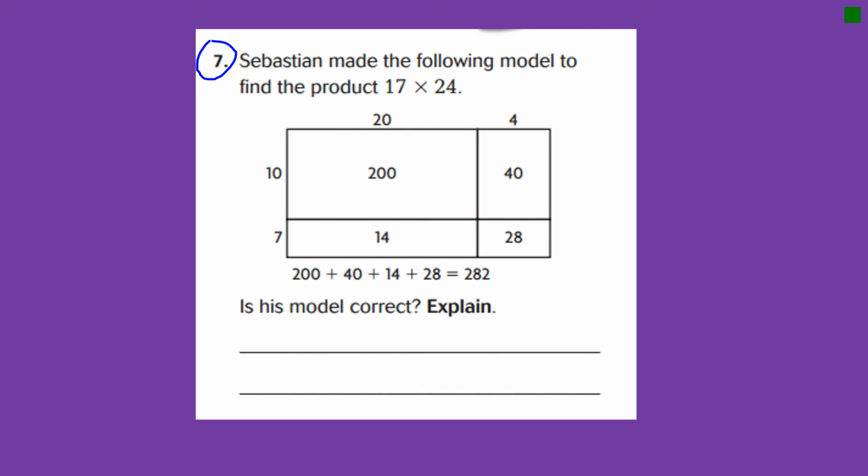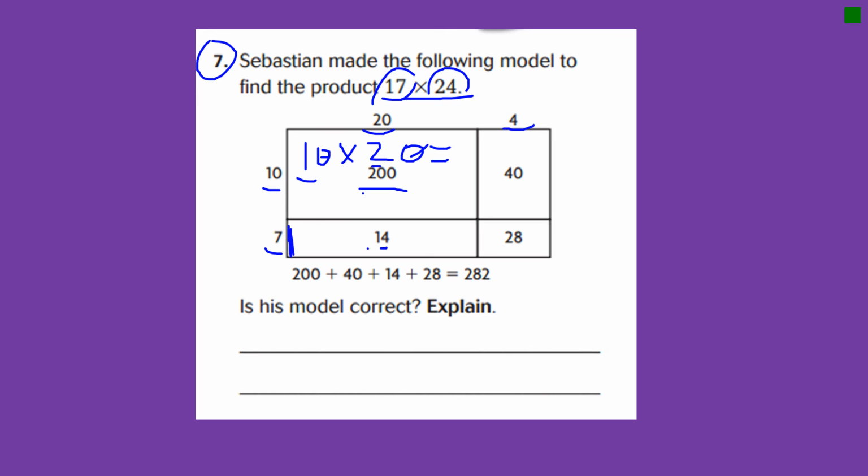Okay, let's check it. Well, let's start up here with 17 times 24. He had to break apart 17, 10 plus 7. Okay, he did that right. 24, 20, and 4 makes 24. All right, that looks good so far. So let's go through each of the 4 partial product sections here. 10 times 20. Is 10 times 20 200? 1 times 2 is 2, 0, 0. Yep, that looks good.